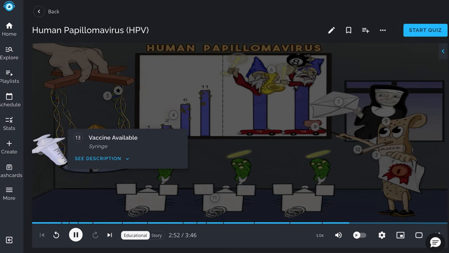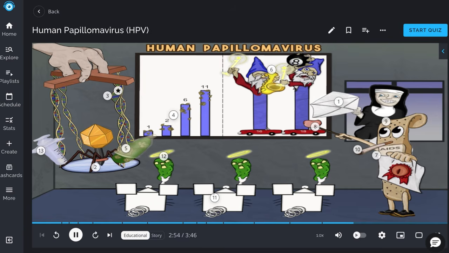This is depicted by the syringe. So let's recap human papillomavirus, or HPV. This is a non-enveloped virus which contains DNA that is circular and double-stranded. This DNA virus has multiple strains capable of causing different clinical presentations.